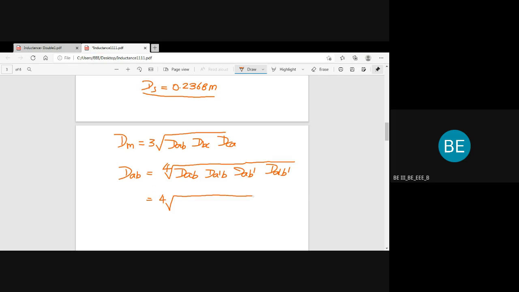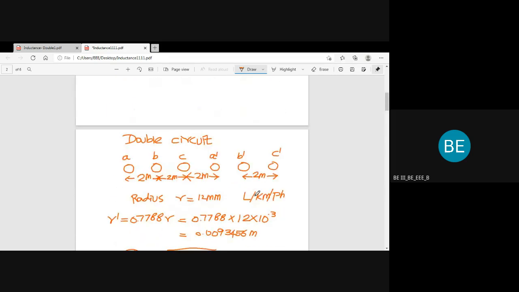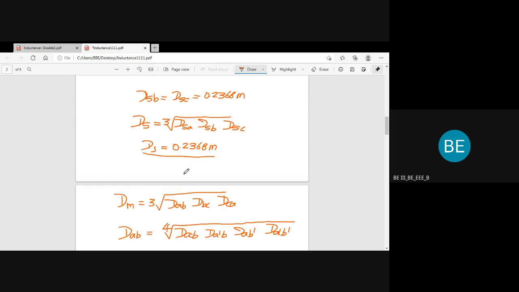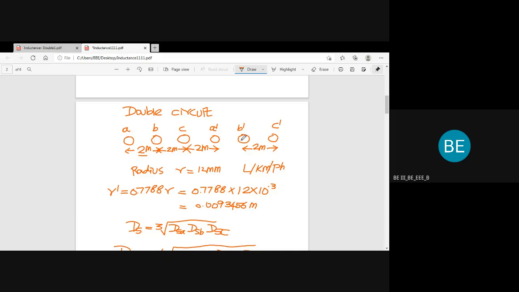So first, the distance between A to B. So what is the distance? 2 meters. So 2 meter. Then we have to compute the distance between A dash B. A dash to B. So what is the distance? 4 meters. Next we have to compute the distance between A, B dash.